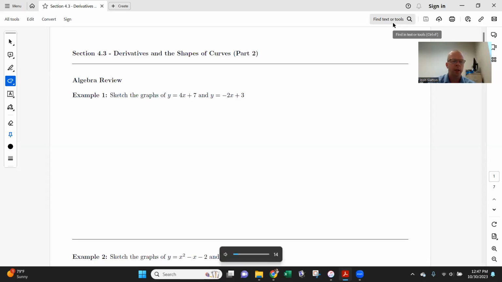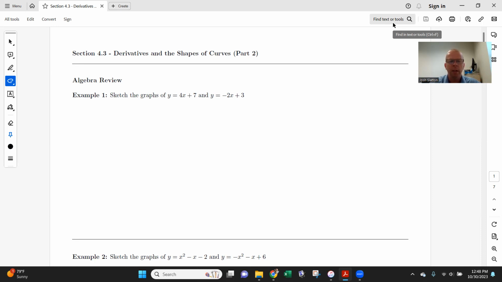All right, so I wanted to do part two for section 4.3. This is basically the same concepts as part one, except now instead of looking at graphs and getting all the information from the graph without the equation, we're going to look at the equation and see that we don't need the graph. So I thought we'd do a little algebra review first, because the quicker you can see things from linear graphs and quadratic graphs, the easier this will be, I think.